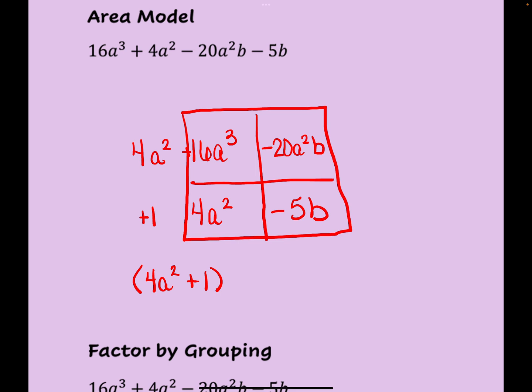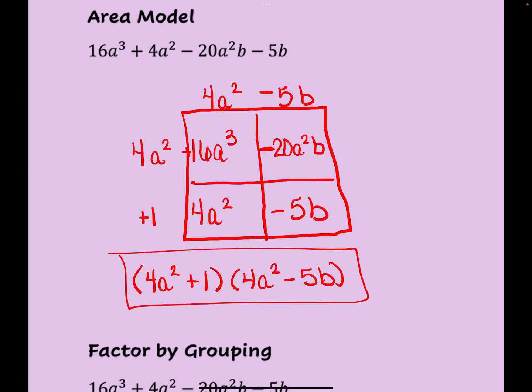Now, to find the second factor, I look at each column. 16a cubed and 4a squared. They can both be divided by 4. They both have a squared. Second column, negative 20 and negative 5. Both of them are negative, but I always look at this first one. Since the first one's negative, I'm going to take out a negative. 20 and 5 can both be divided by 5. And the only variable they have in common is b. So my second factor is 4a squared minus 5b.